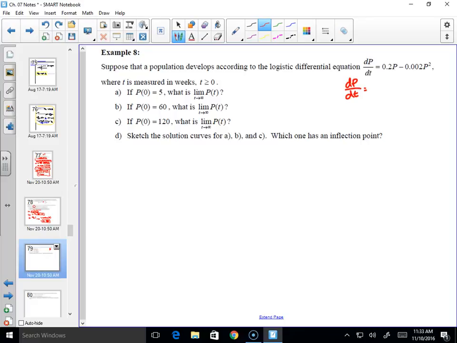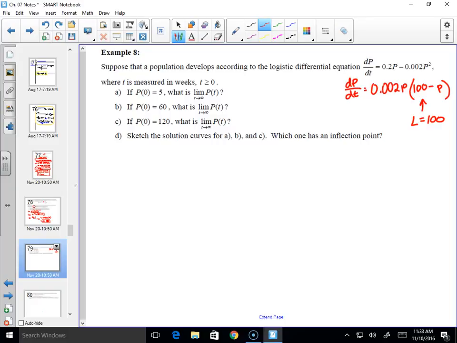Okay, so this needs to be alone, right? So we need to factor out our 0.002. How do I factor them out of that? You just divide, and what do you get? 100. Good. So then, without doing any math, we know the limiting capacity. We didn't have to integrate or anything. So L equals 100. So what if your initial population is 5? What's the limit as t goes to infinity?